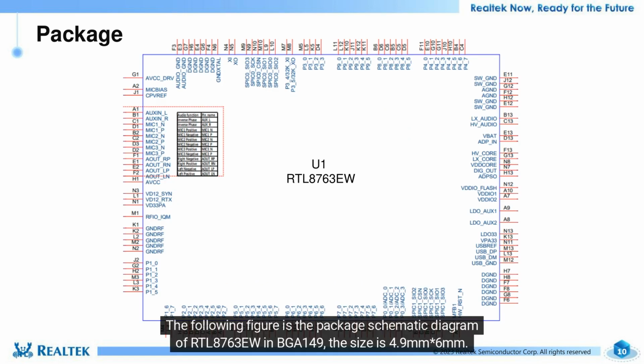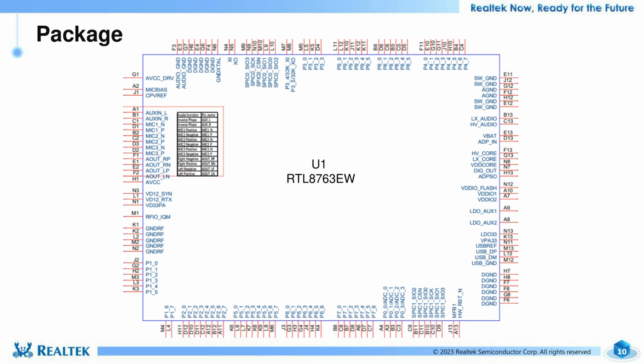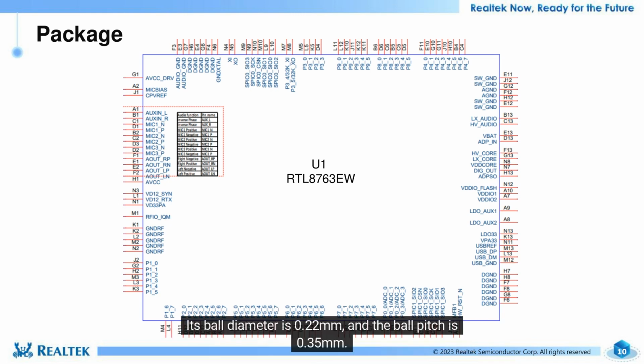The following figure is the package schematic diagram of RTL8763EW in BGA149. The size is 4.9mm by 6mm. Its ball diameter is 0.22 mm, and the ball pitch is 0.35 mm.